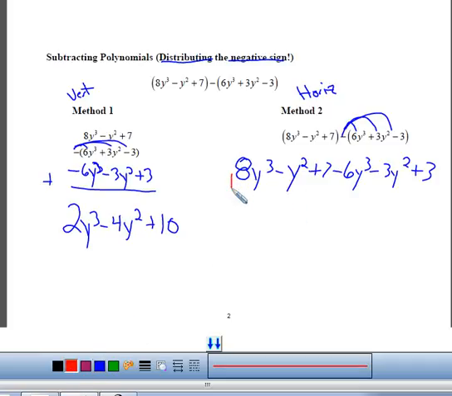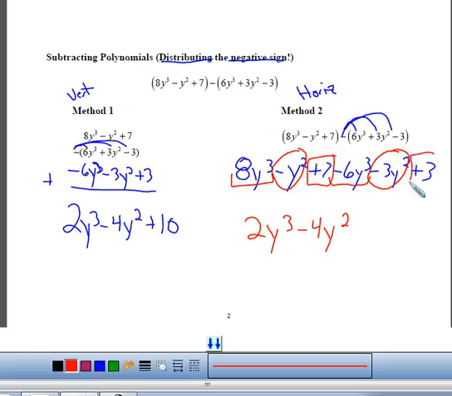So, combine your like terms, include the sign so you know what to do. 8y cubed minus 6y cubed is 2y cubed. Negative y squared minus 3y squared is negative 4y squared. And then the last one, positive 7 plus 3 is plus 10.